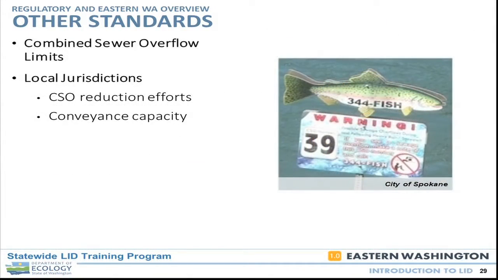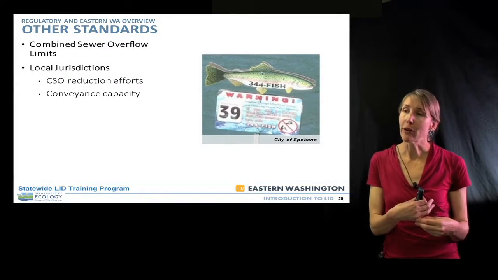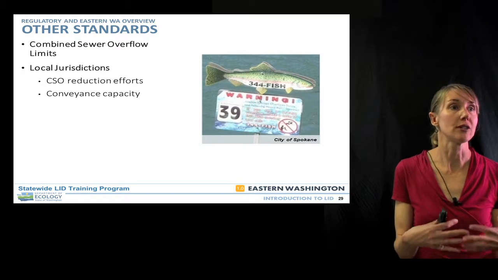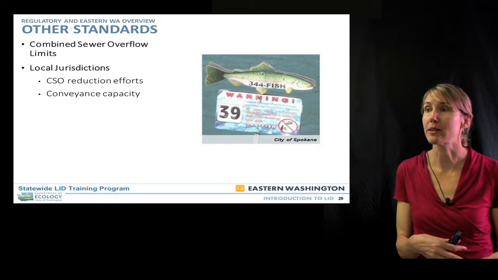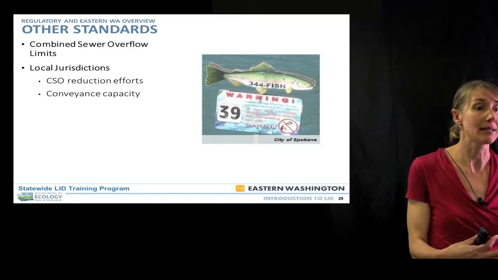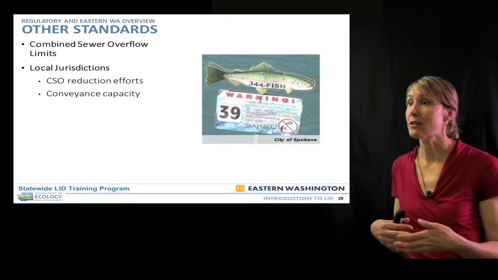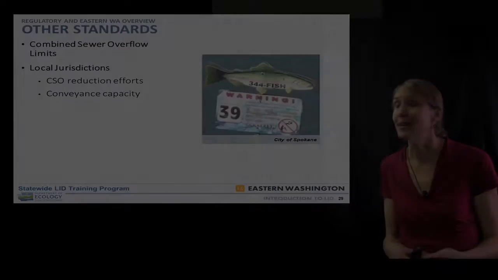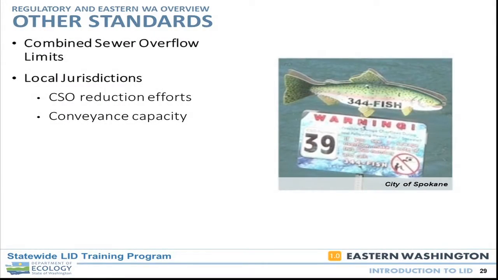And the other two standards that I mentioned earlier that are also drivers around stormwater management are the combined sewer overflow limits, as well as the standards that local jurisdictions may have about CSO reduction efforts and conveyance capacity. These are other standards that we are not covering today. I know Wenatchee does not have a combined sewer system. Spokane has one, and so that is a regulatory driver for them to manage stormwater and potentially to use low impact development as part of their toolkit for the CSO requirement, to one overflow event per outfall per year, which is the federal requirement.